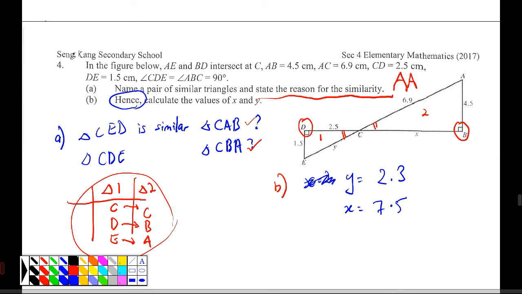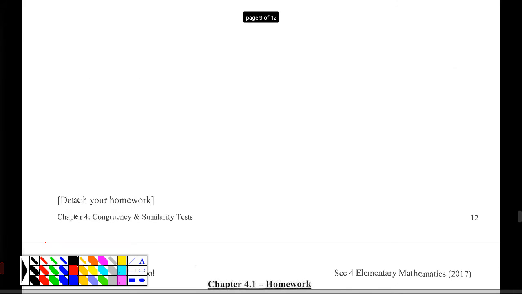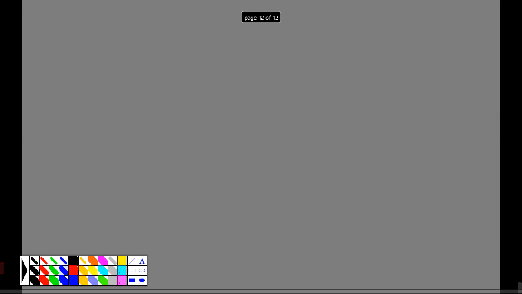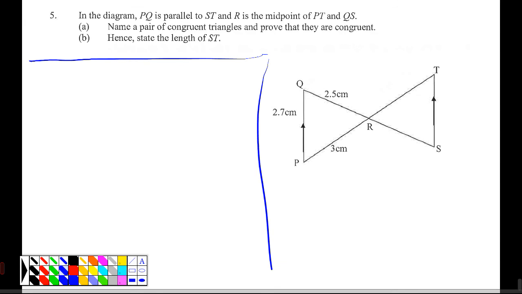Ready for the last concept? Wait. You see how the focus goes against you. Turn to the last page. I don't know what I'm going to do today. Very fast. Turn to the last page, question 5.